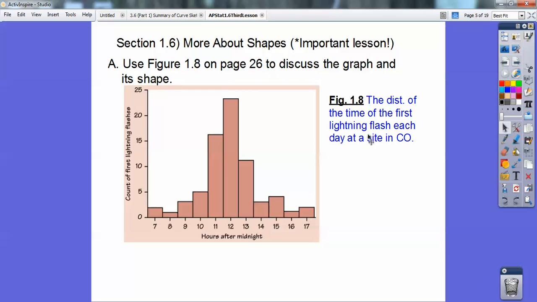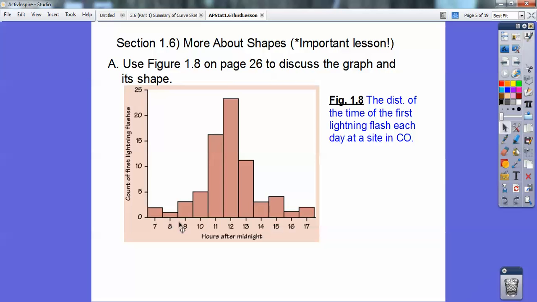It says here that figure 1.8 is the distribution of the time of the first lightning flash each day at a site in Colorado. Down here is hours after midnight. So this is 7 hours after midnight, so that'd be 7 o'clock in the morning, 8 o'clock in the morning. Here's 12 o'clock, or noon. This would be 1, this would be 2 in the afternoon, 3 in the afternoon. So at noon right here, there are 5 hours after and 5 hours before.